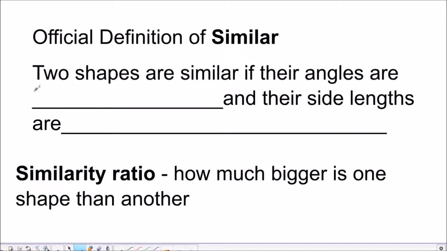So two ways we could write this. We could say they are the same. That's the simple way of saying it. Or we could say they are congruent. Okay, and their side lengths are, they're not the same. Remember, they could be different sizes. So we said same shape, different size. So if a different size, it's not that their side lengths are congruent. We want to say that they are proportional.